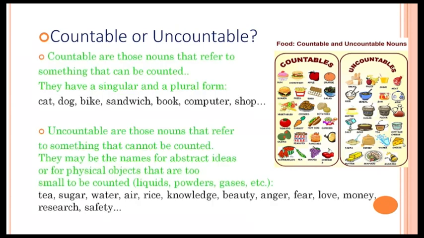In order to know which quantifier to use for which noun, first we must understand the difference between countable and uncountable nouns. Countable are those nouns that refer to something that can be counted. Cat, dog, bike, sandwich, book, computer, shop.